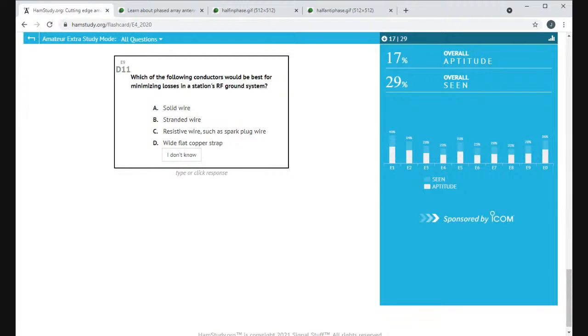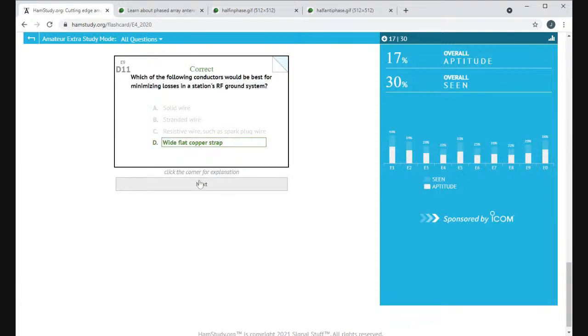Which of the following conductors would be best for minimum loss in station RF grounding system? A. Solid wire. B. Stranded wire. C. Resistive wire, such as a spark plug wire. D. Wide flat copper strap. In grounding, they typically use a copper strap. So I am going to pick D. That is correct. Wide flat copper strap.